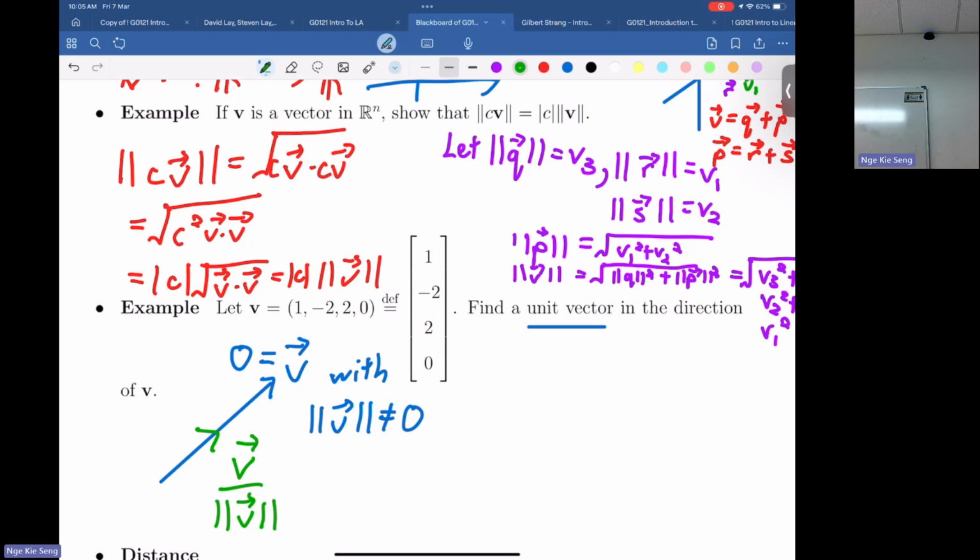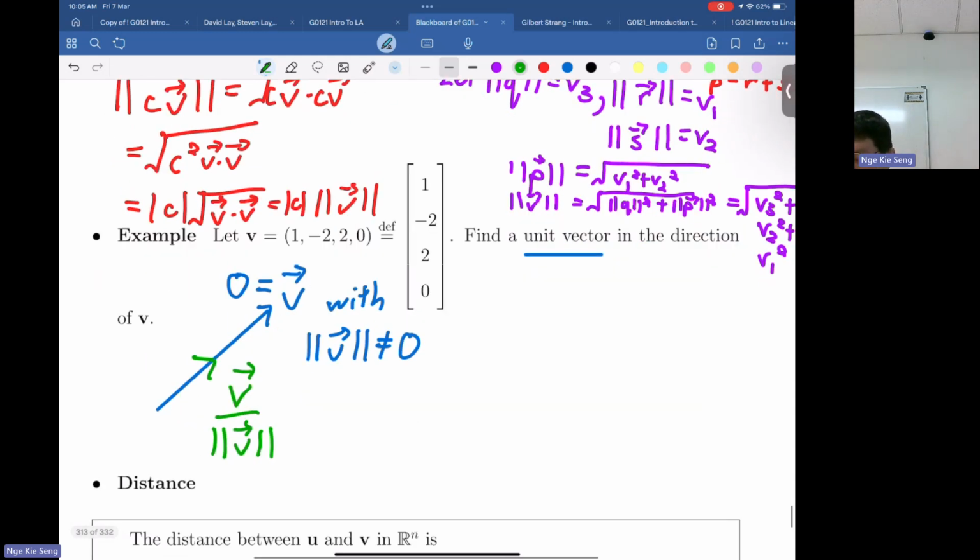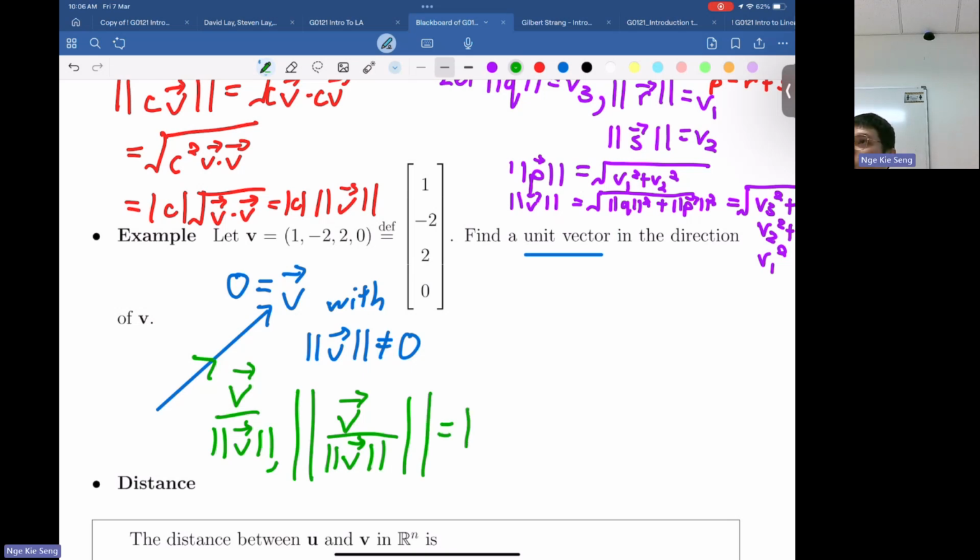Does this make sense or not? No? Let me prove it to you. What I want to prove is that the length of this new vector should be 1. Let's prove this before we compute. If you do this, what do you get?